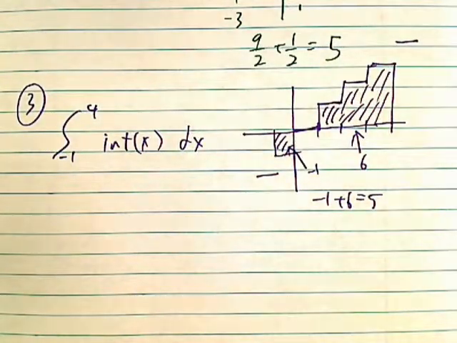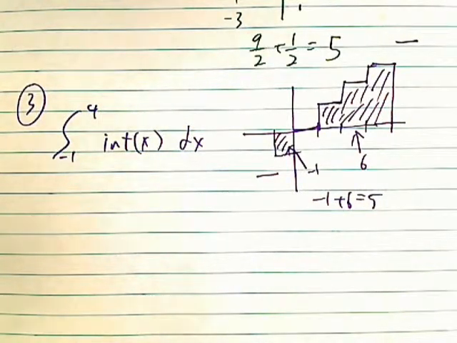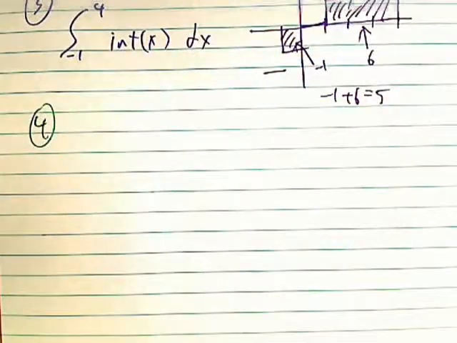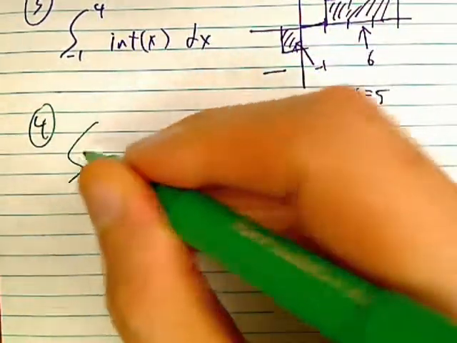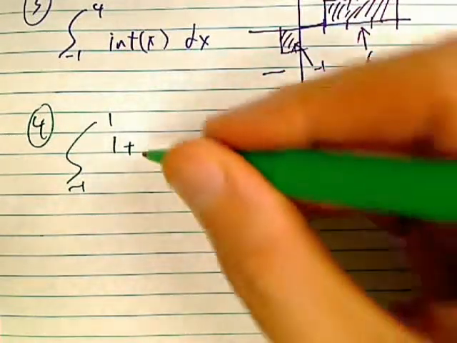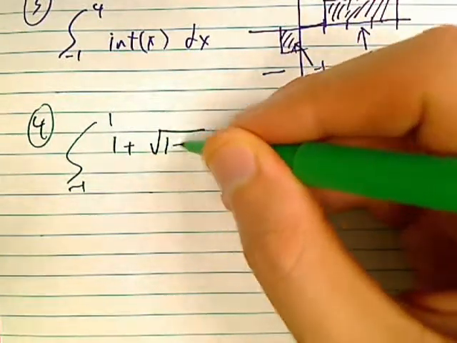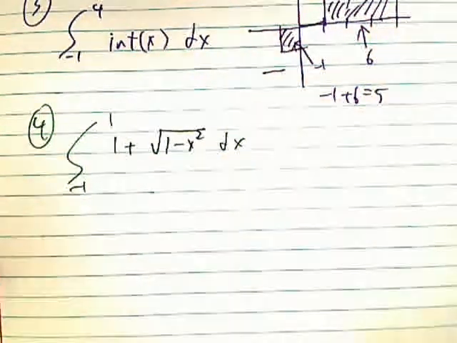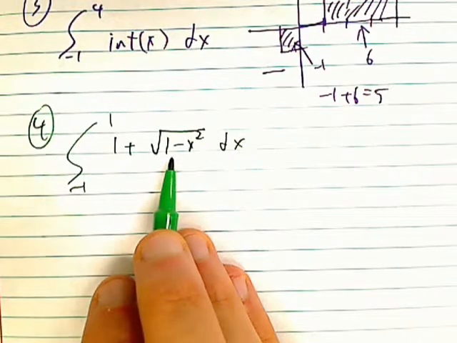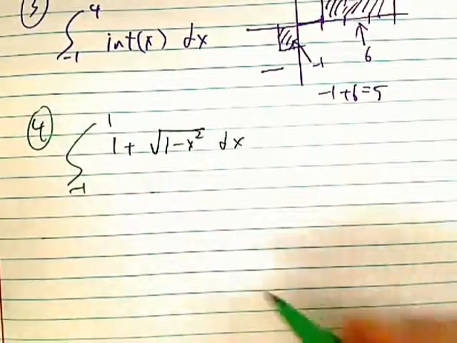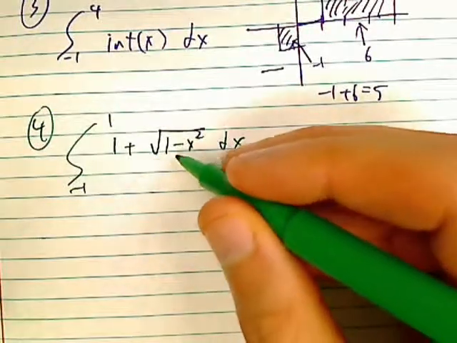Let's do one more example together. We'll call this example number 4. Okay, the integral between -1 and 1 of the function 1 plus the square root of 1 minus x squared, dx at the end. And this is something that you must now recognize as a half circle, as the graph of that top half of the circle.